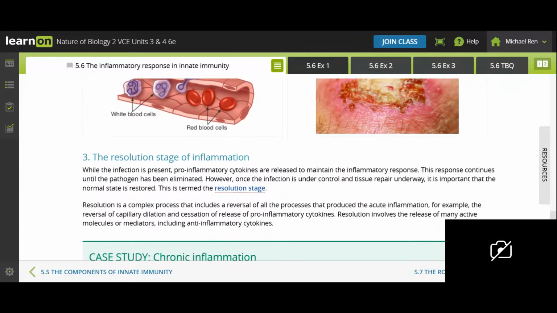Okay, resolution stage. Cytokines are released throughout the inflammation to make sure the inflammation continues occurring, and once the infection is eradicated, the cytokines that cause inflammation are slowly reduced, like rehabilitation for a drug addict.